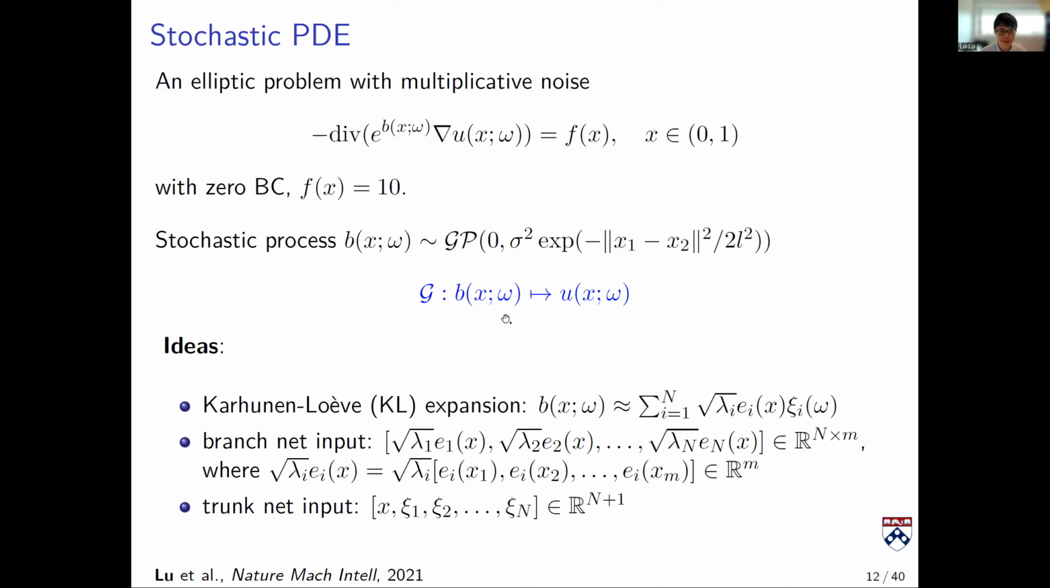Because B is a stochastic process, not a function, we cannot input B into the network directly. The idea we applied is to use a KL expansion, where we write B as a summation of e_i and ξ_i. Here e_i is the eigenfunction, λ_i is the eigenvalue, and ξ_i are random variables. By using the KL expansion, we split the random part and the deterministic part of B. Since the e_i are functions, we take e_1, e_2, up to e_n, scaled by the eigenvalues, as the N functions input to the BranchNet. For the TrunkNet, in addition to the physical space x, we also have the random space ξ. Then we apply a DeepONet here.